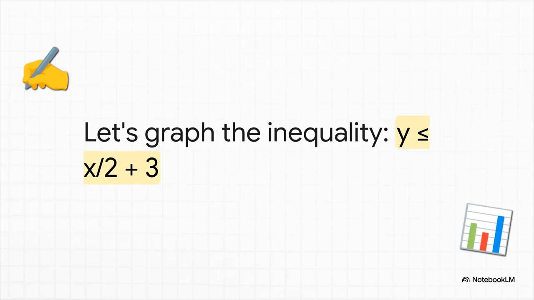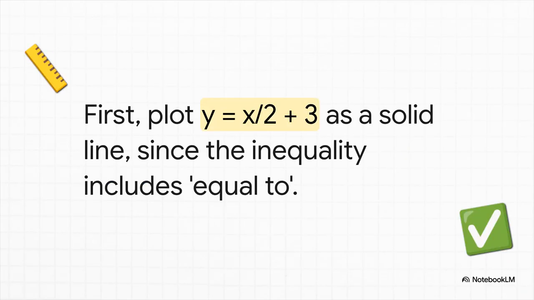Let's just run through a quick example so you can see exactly how it works. Okay, so first things first, we plot the boundary line, just like it was a regular old equation. And because our inequality has that "or equal to" part, we draw a solid line. That means every single point on that line is a valid solution.